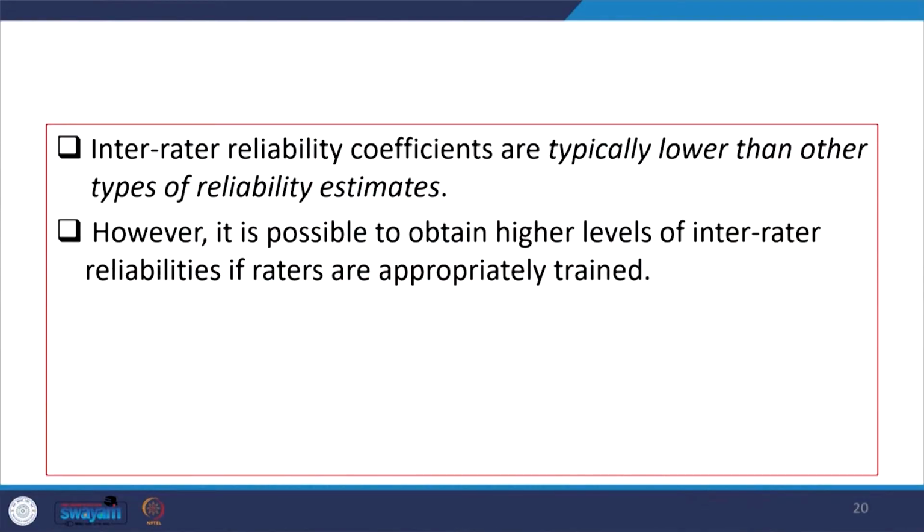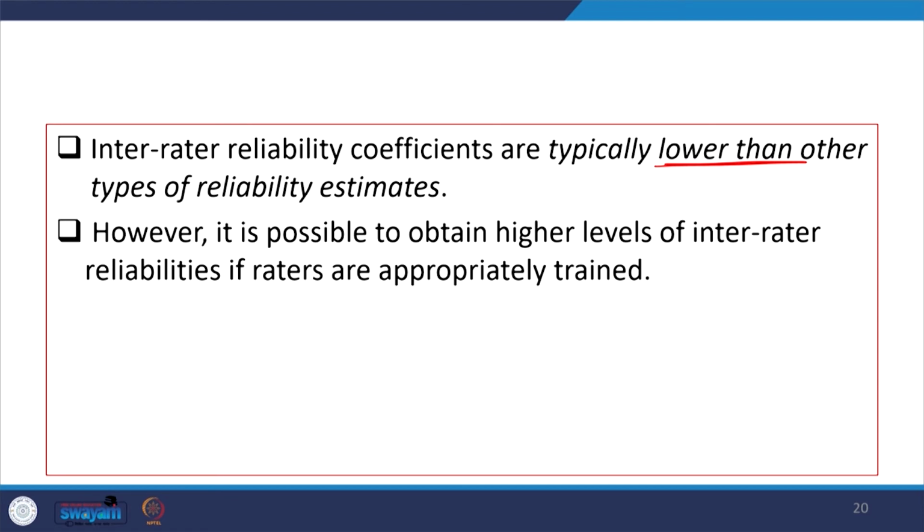So, these three are important, I have already mentioned. I suggest that you should prepare accordingly. Okay, coming to the inter-rater reliability coefficients, they are typically lower than other types of reliability estimates. So, this is in fact to be noted again. These reliability coefficients are usually lower than the other types of reliability estimates.